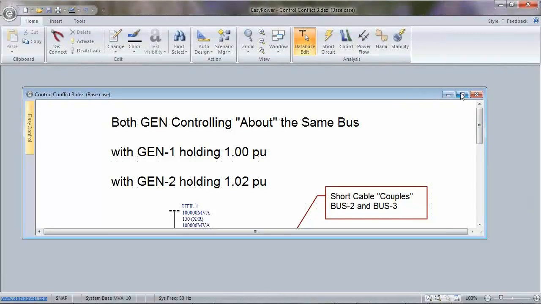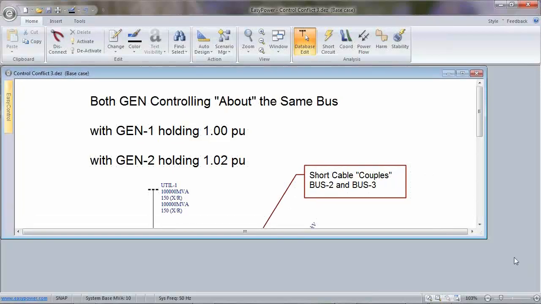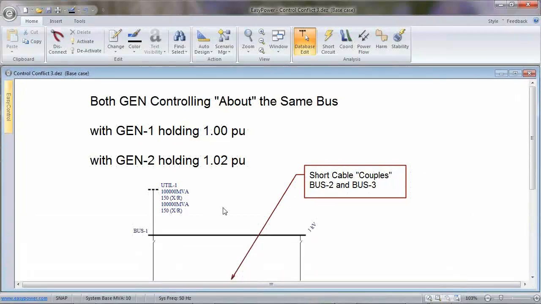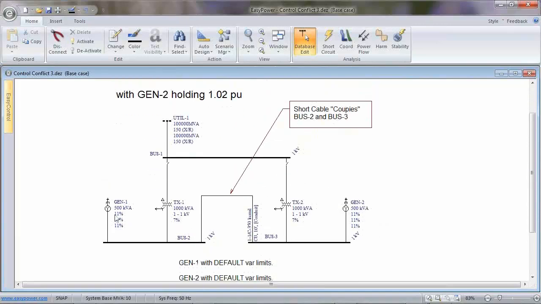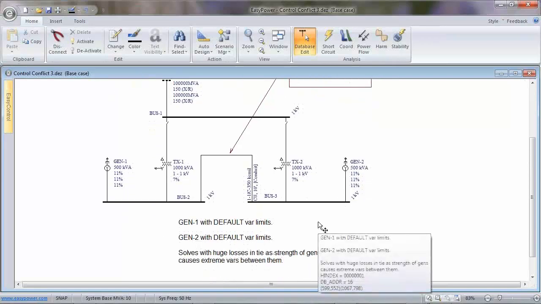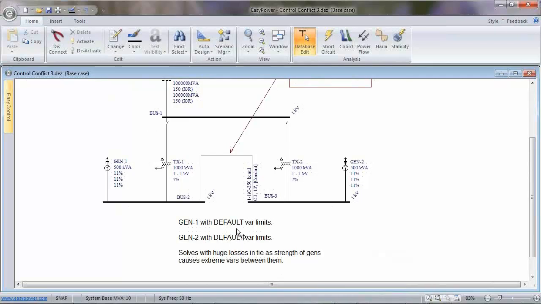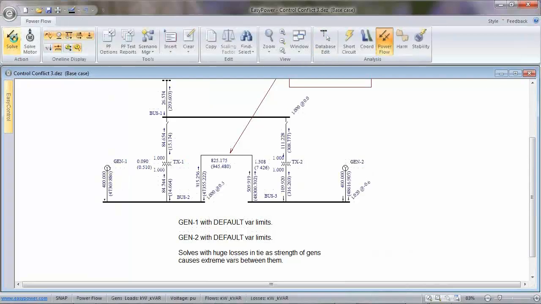what if I were to have two gens trying to hold the same bus through a short cable coupling? All right? So this gen is set at 1, this gen is set at 1.02. By accident, I was trying to raise the voltage, but I forgot that I was tied with another generator. Okay, so with the default VAR limits, you'll find that it will do a very unreasonable thing. It will solve with a huge reactive flow. Now, by the way, this is the real answer.